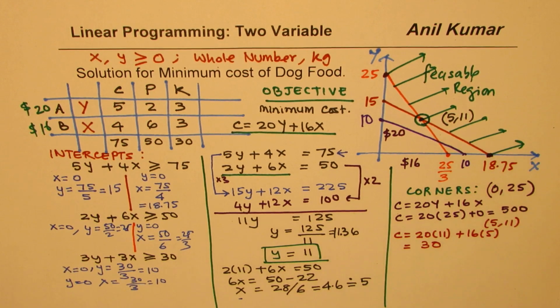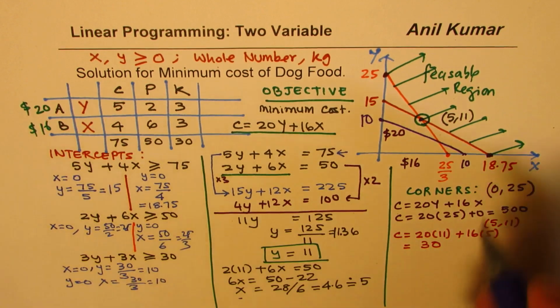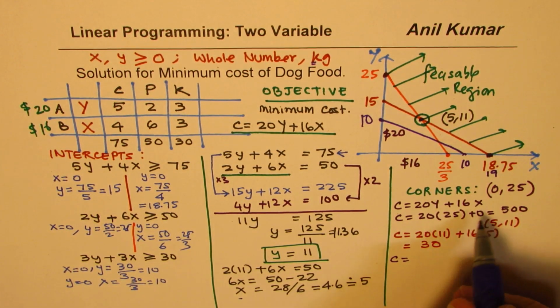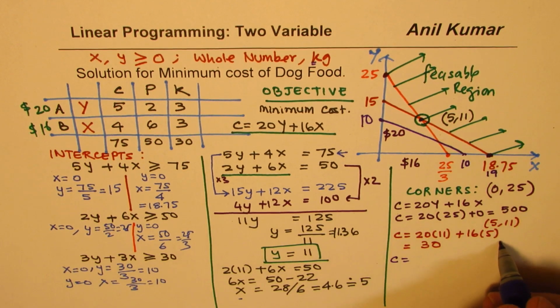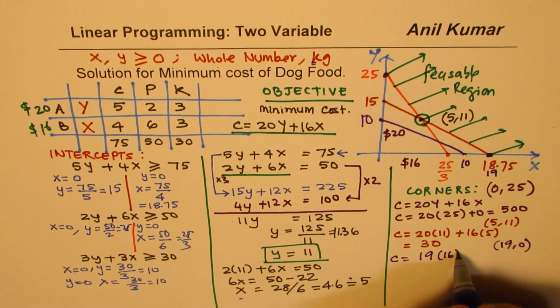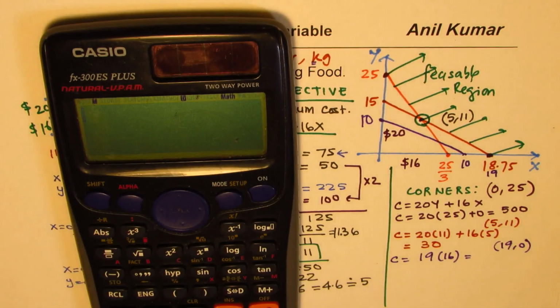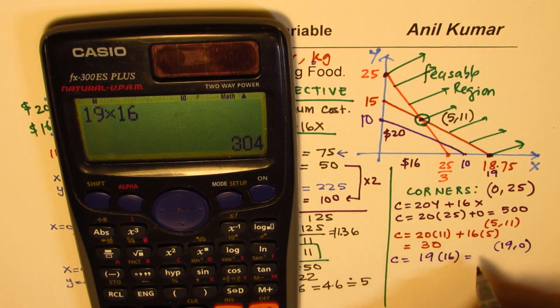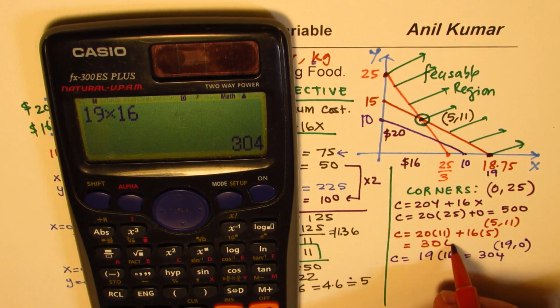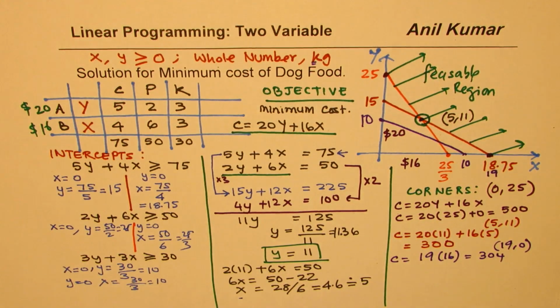Now let's see the third value, which is 18.75. We are taking this as a round number, 19, right? So this we'll take as 19 since we are rounding to whole kgs. So the point here is 19, 0. X cost is 16. So we get 19 times 16, which equals 304. Well, this was 300. Correct? So by comparing, what we notice is that 5, 11 gives us the minimum value. We rounded them higher and we did get what we wanted.